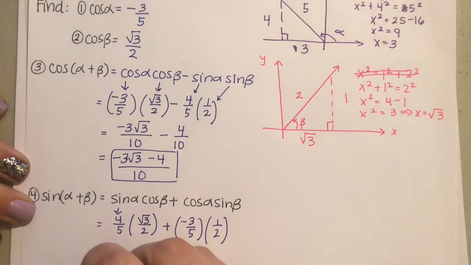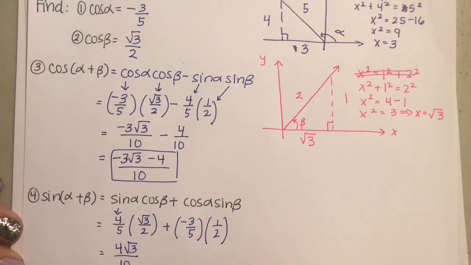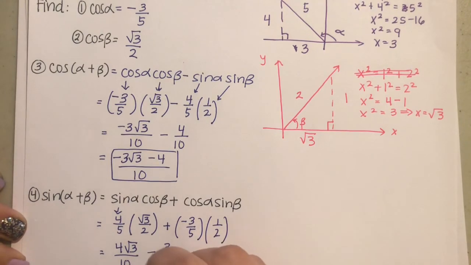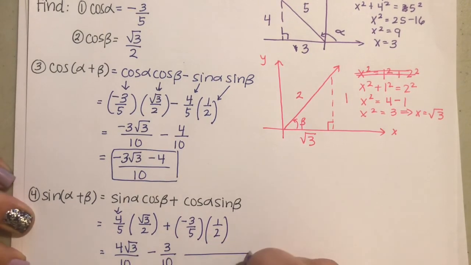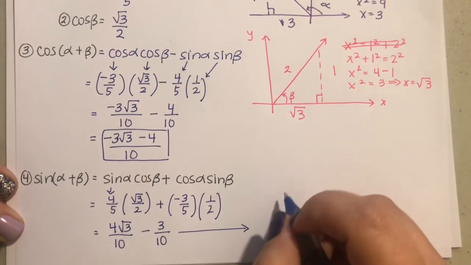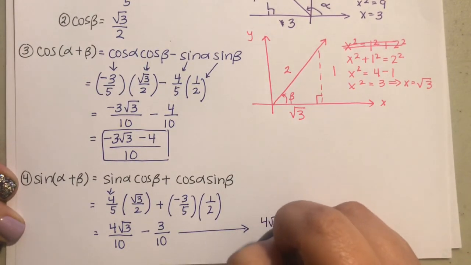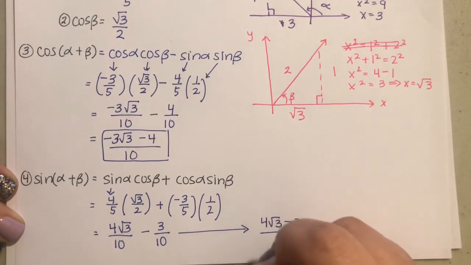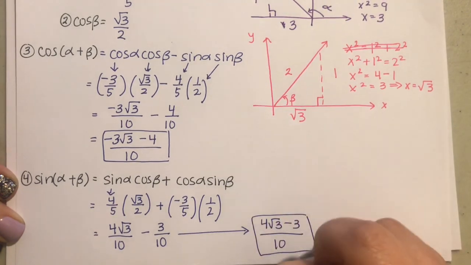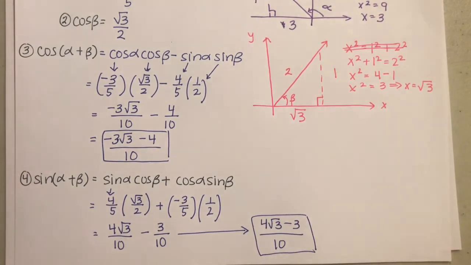So this is going to be 4 root 3 over 10, okay, minus 3 over 10, and let's write it out as a final answer of 4 square root 3 minus 3, all over 10. Okay? See you in the next question.